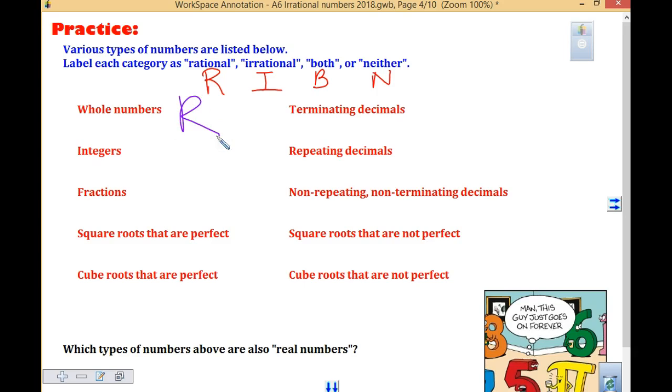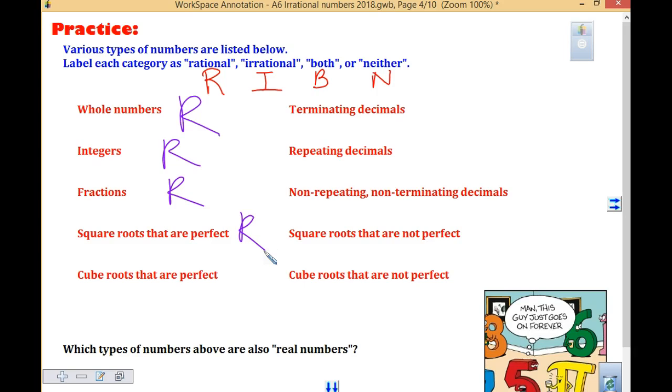What do you have, Elijah? Rational, irrational, whole numbers. What do you think? Do you have a letter down? Gotta have a letter. Let's go, Daniel. Rational. Should be rational. If I go fractions, should be rational. Square roots that are perfect. Rational. Cube roots that are perfect.